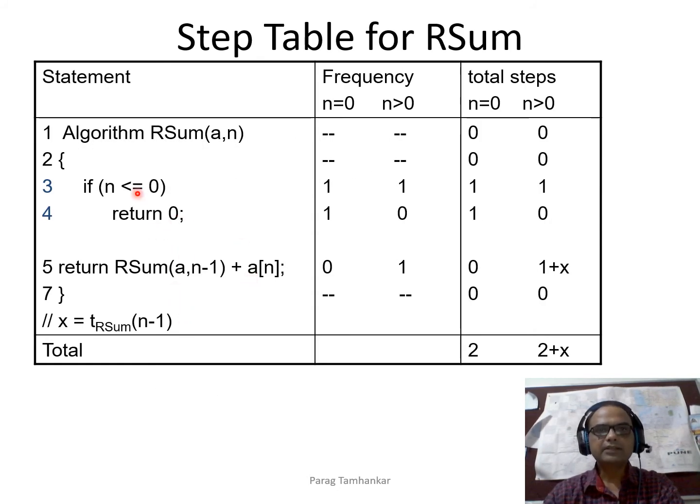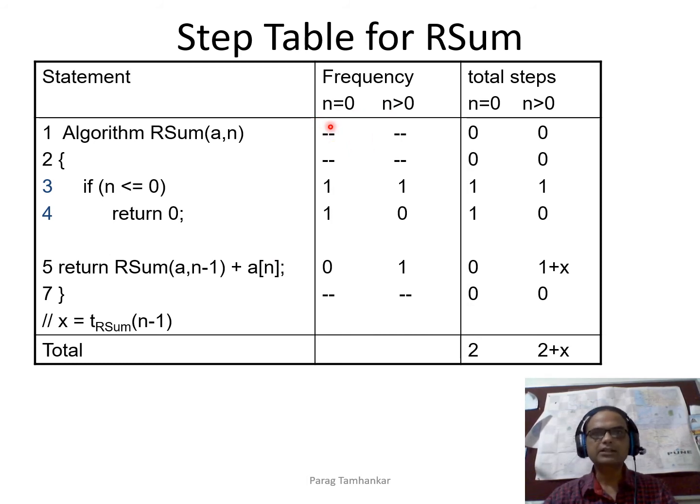Now in the previous video we discussed this algorithm for summation of all n elements in an array in a recursive way. Here we have to take two cases: what happens when n is 0 and what happens when n is greater than 0. When n is 0 or less than 0 there are no recursive calls, but when n is greater than 0 there is a recursive call. So you have to distinguish between these two cases.